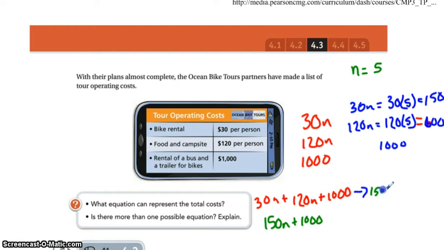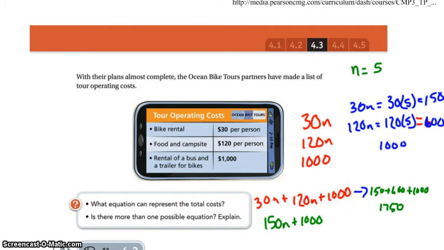So 150 plus 600 plus 1,000. Okay, so 750 plus 1,000. This should be 1,750. All right, and that would be for 5 customers using this equation.